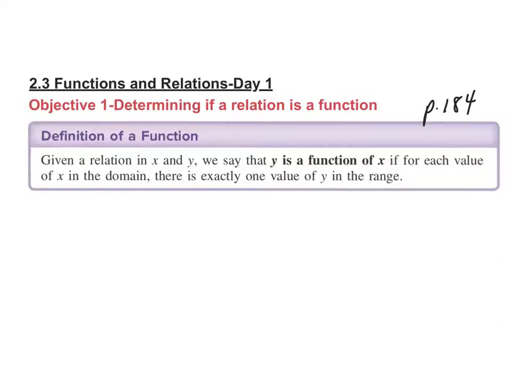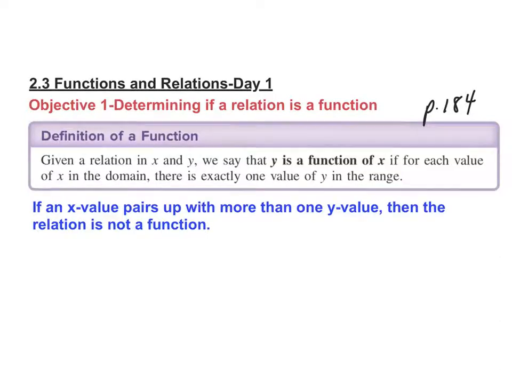All right. So the book's definition: when we have a relation in x and y, we say that y is a function of x. For each value of x in the domain, there's exactly one value in the range. I cleaned that up a little bit, and here's what you need to think about. If an x value pairs up with more than one y, then the relation is not a function. So each x can only pair up with exactly one y.